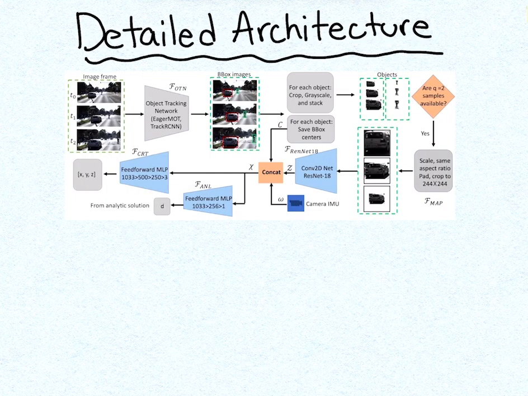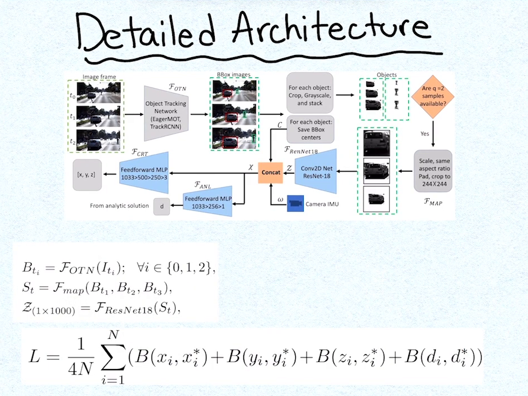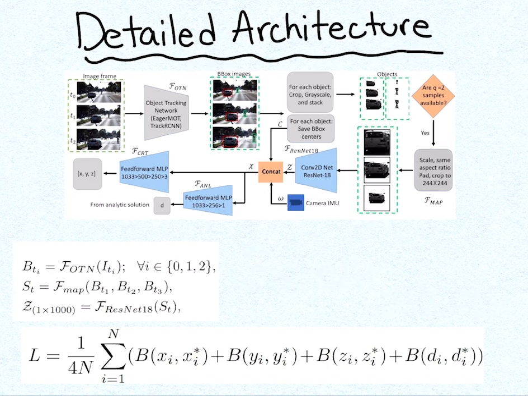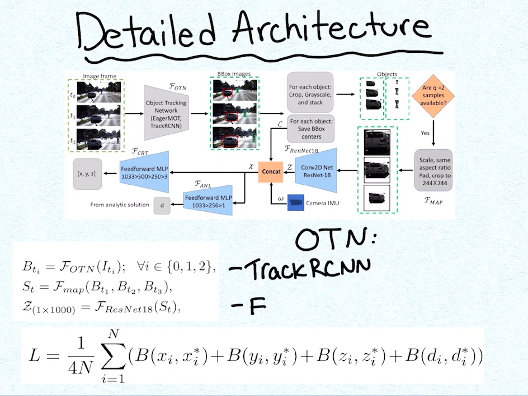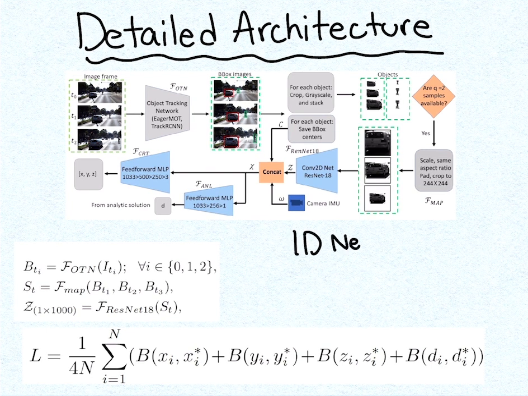Based on this figure, we can see the detailed architecture of the framework. We utilize a sequential network that stacks the object tracking network, and then tries to find a relation for using different object tracking networks. We deployed TrackRCNN and EagerMOT, and then there is a 2D network, for which we utilize ResNet 18, and finally as a 1D network we use an MLP.